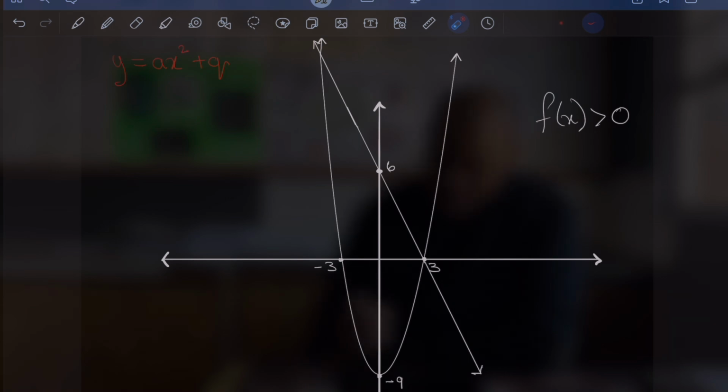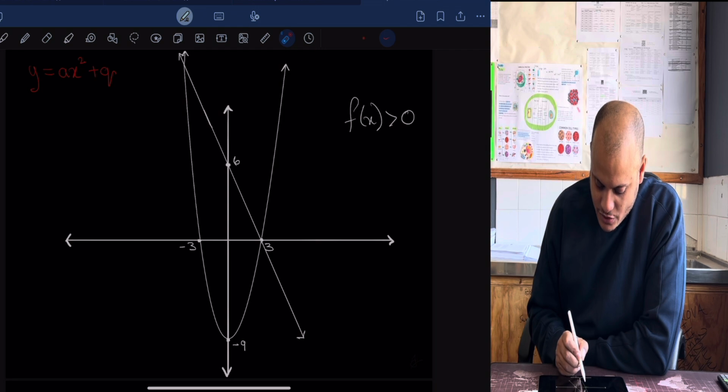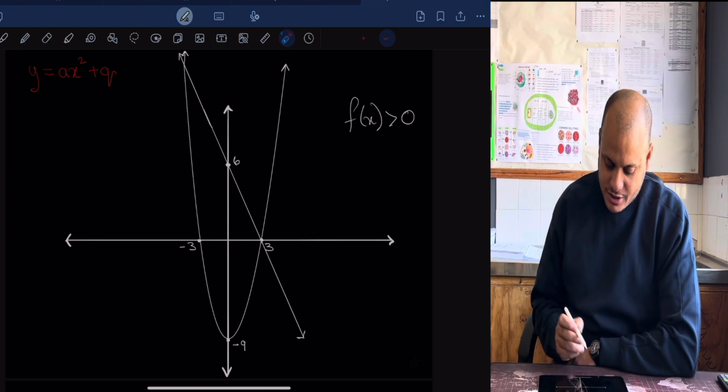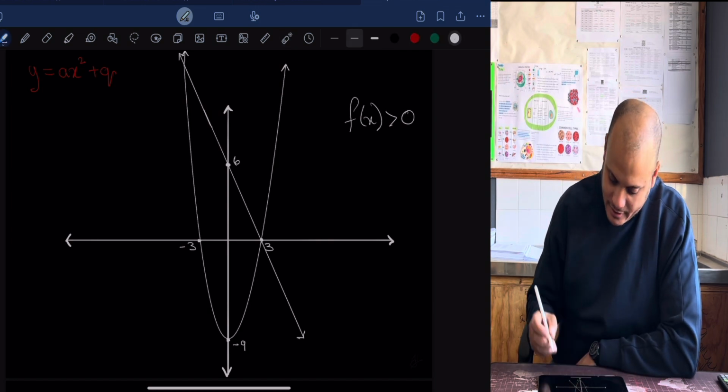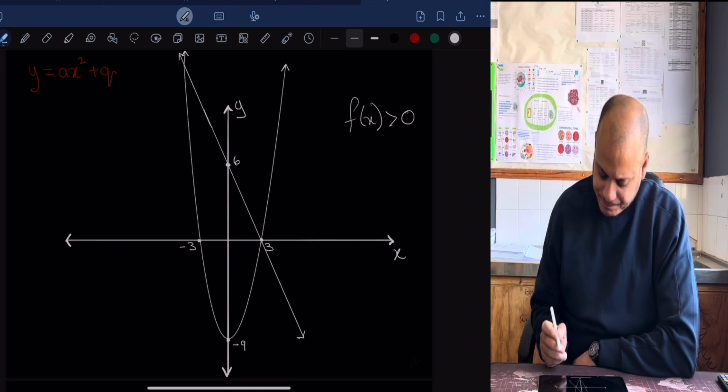When I ask for which values of x f of x is greater than 0, I'm actually asking for which values of x my y values for my parabola are greater than 0, in other words positive. Now let's look quickly at values of x for my parabola where the y values are negative, in other words less than 0. As a point of reference, I forgot to label my axes earlier.